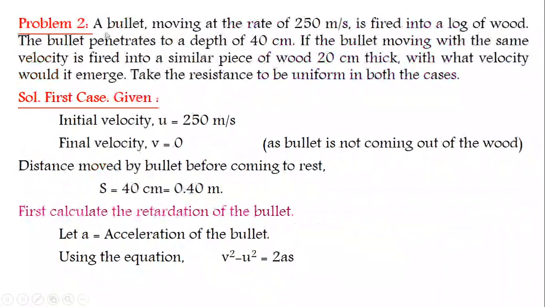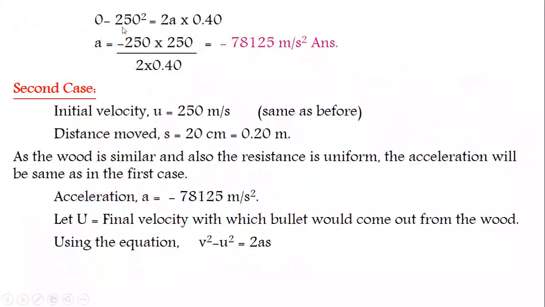Here the final velocity is 0, the initial velocity is 250 meter per second, and the distance is 0.4 meter. Apply these values in this equation and solve it. Here a equals minus 250 squared divided by 2 into 0.4. Solving this equation, we find the acceleration is minus 78125 meter per second squared. The retardation value is 78125 meter per second squared.